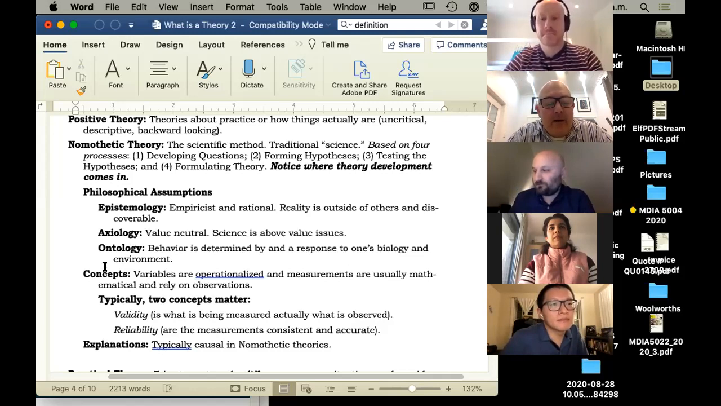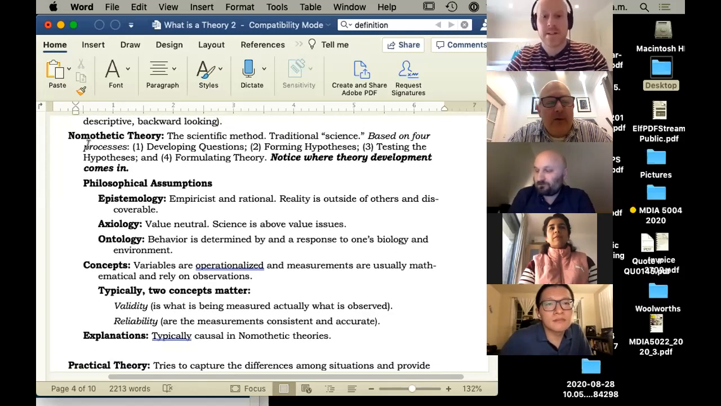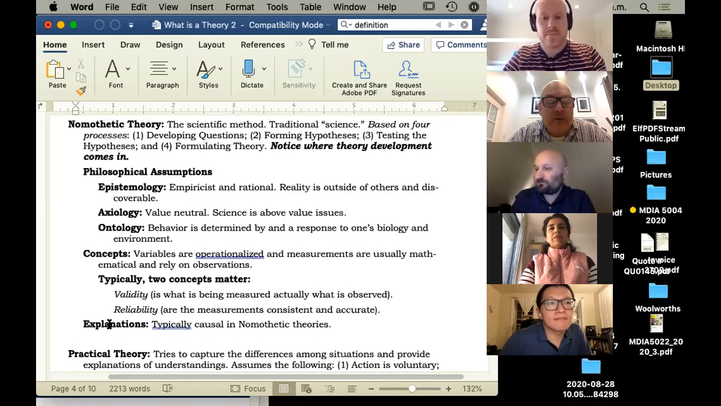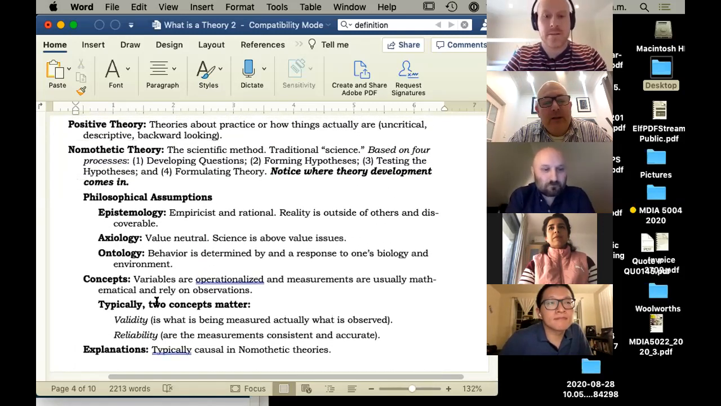All right, so what I did here, I'm going to show you this because I'm going to have you think through this in a couple minutes. I applied the ontology, epistemology, axiology to nomothetic theory and to practical theory, which is sort of applied theory. And if you look at the principles here, basic traditional science theory, epistemologically, okay? Empiricist and rational, reality is outside of others and discoverable. So from the scientific standpoint, we can see things, we can observe things, we can count things, we can identify things, they exist as something real.